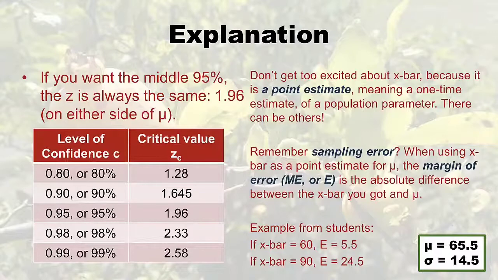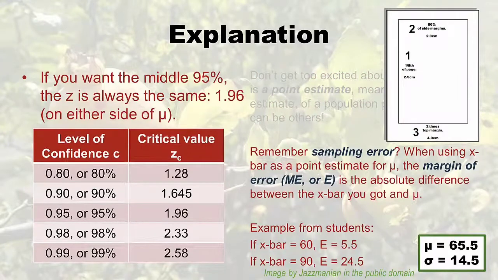So I'm just going to give you an example of what I mean by E. If we had gotten the X bar of 60 from these students and we magically knew mu was 65.5, our margin of error, our E, would have been 5.5 because that was the difference. If our X bar had been 90, and our mu was really 65.5, then our margin of error is 24.5 because that's the difference between 90 and 65.5. And again, it's absolute difference, so you always make it positive.